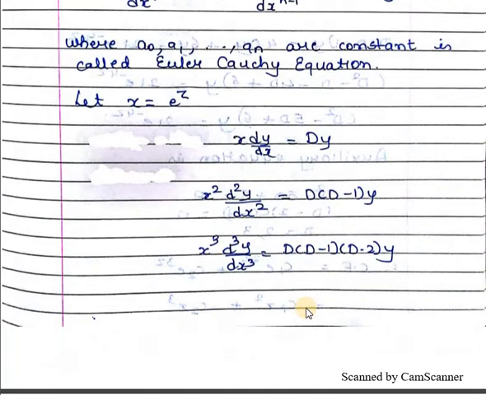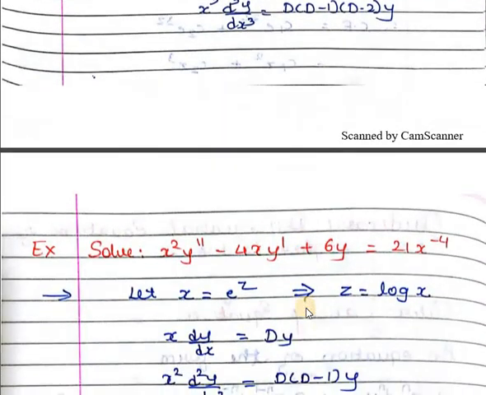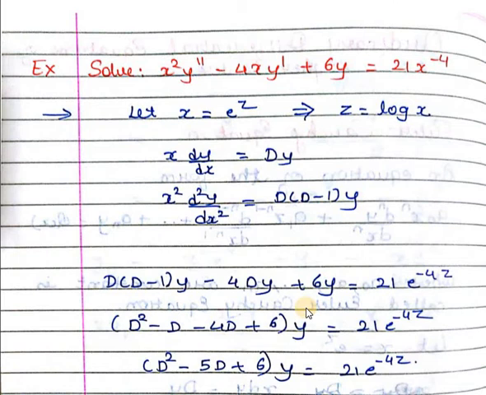Now let us discuss examples related to Euler-Cauchy. First example, solve x square y double dash minus 4x y dash plus 6y is equal to 21 x raised to minus 4. So here, as you can see, the given equation is an Euler-Cauchy equation. So here we will suppose x is equal to e raised to z. So if x is equal to e raised to z, then z is equal to log x.